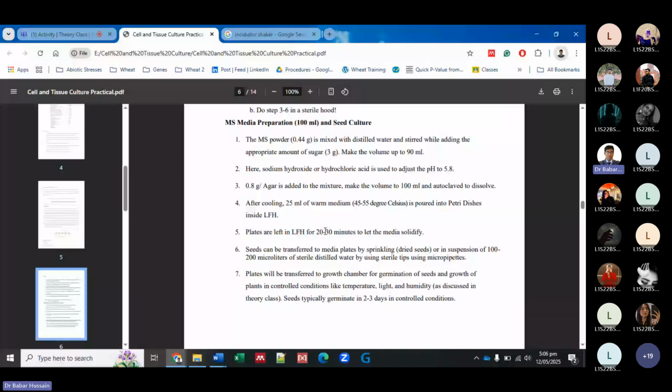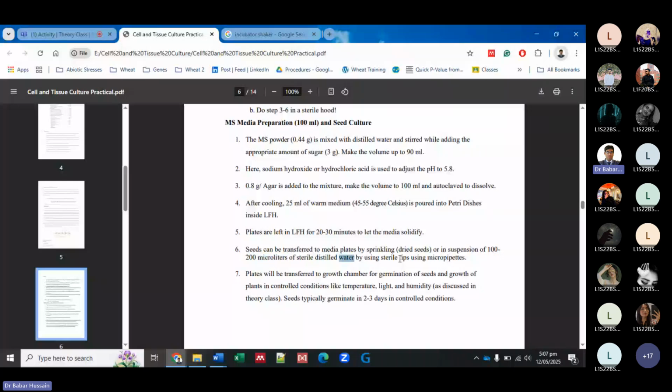We have already discussed. Seeds can be transferred to media plates by sprinkling, if the seeds are dry. If we leave them overnight, the seeds will be dry. We can use sprinkling, spraying them in suspension of 100 to 200 microliter of sterile distilled water. We can sprinkle them, or we can make a suspension in microliters of sterile water by using the sterile tips of the micropipettes.